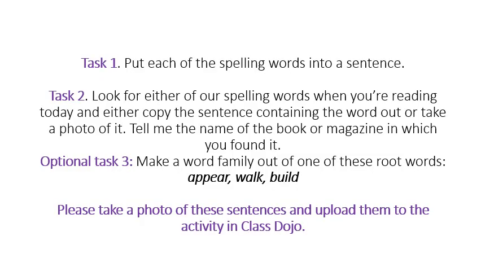Okay, your tasks for your spelling work this week. As usual, put each of the spelling words into a sentence, so 2 sentences, please. Second task, look for either of our spelling words when you're reading and let me know where you found them. And then an optional task number 3, can you make a word family out of one of these root words?